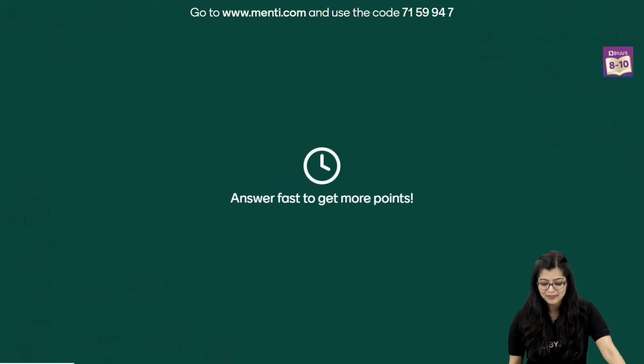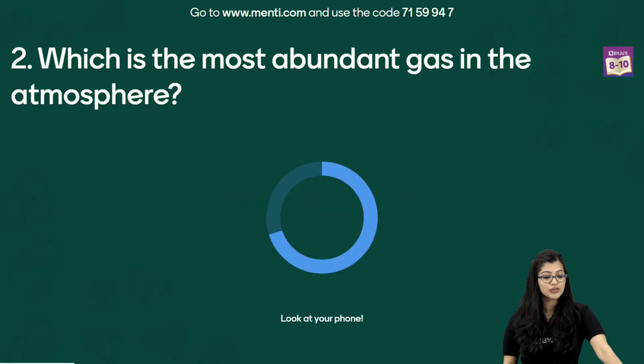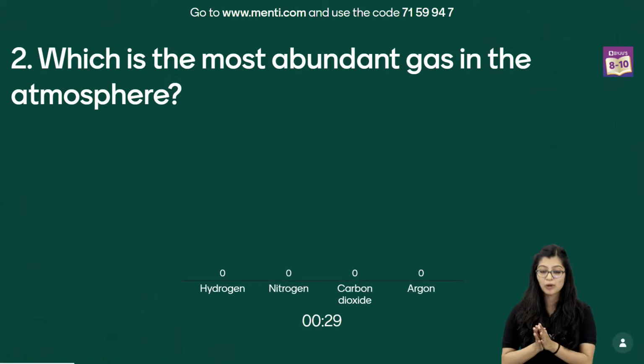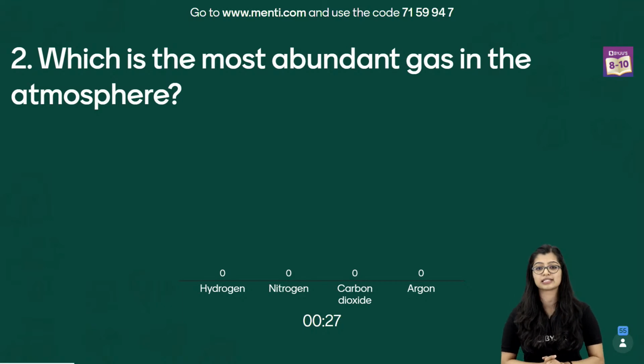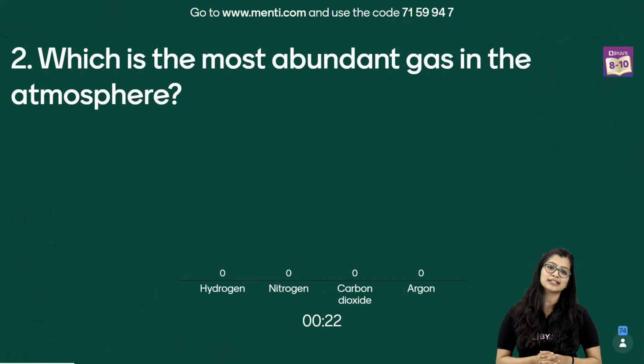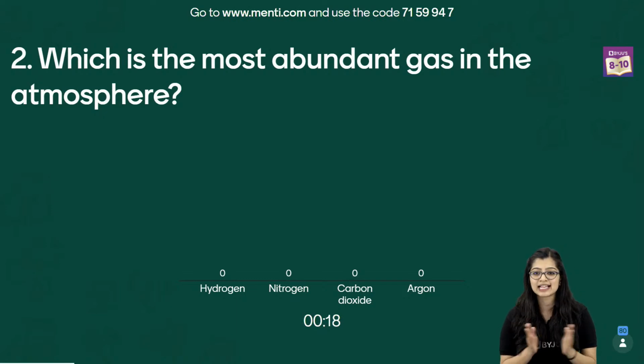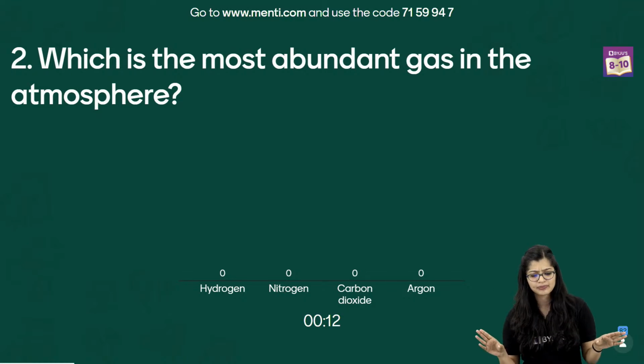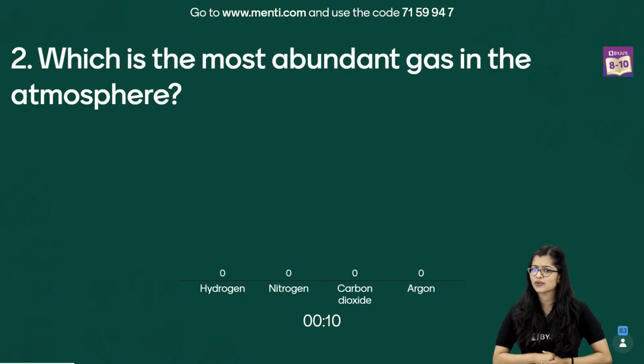Answer fast, okay? So the question that we have here is, which is the most abundant gas in the atmosphere? And the options are hydrogen, nitrogen, carbon dioxide and argon. Very quickly, go ahead and send in your answers. Hi Ria, good evening. Hi Sanya. Come on guys, let's focus. Let's come back and let's get to the answer here. Which do you think is the most abundant gas? Now we know that in the atmosphere, we have a mixture of gases. So what do you think is the correct answer?